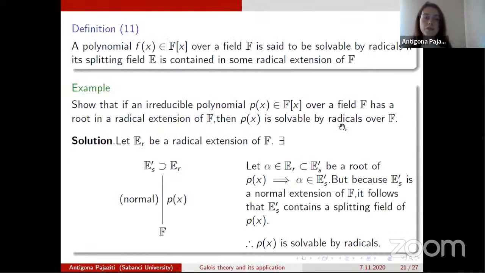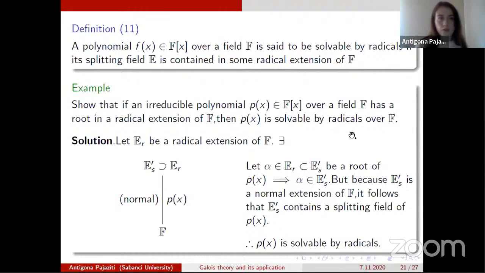Here I gave an example of how we use that remark, but before that I'm going to give the definition. What does it mean for a polynomial to be solvable by radicals? A polynomial f of x over a field F is said to be solvable by radicals if its splitting field E is contained in some radical extension of F.